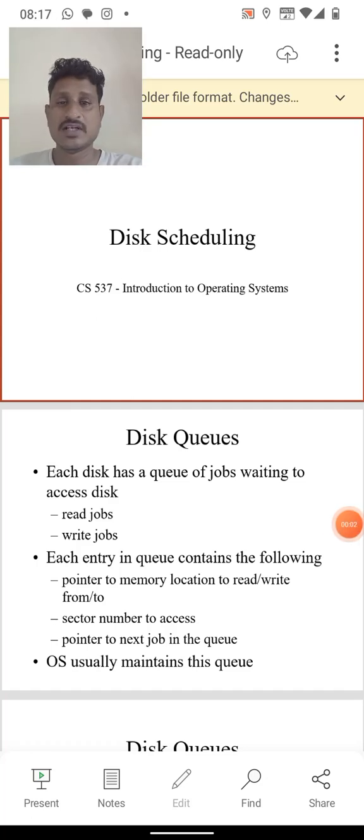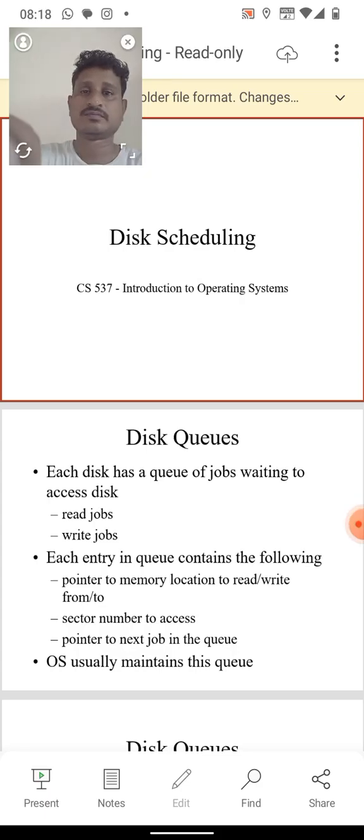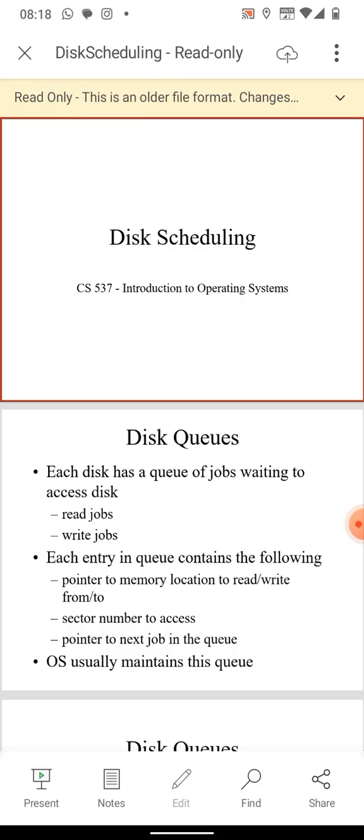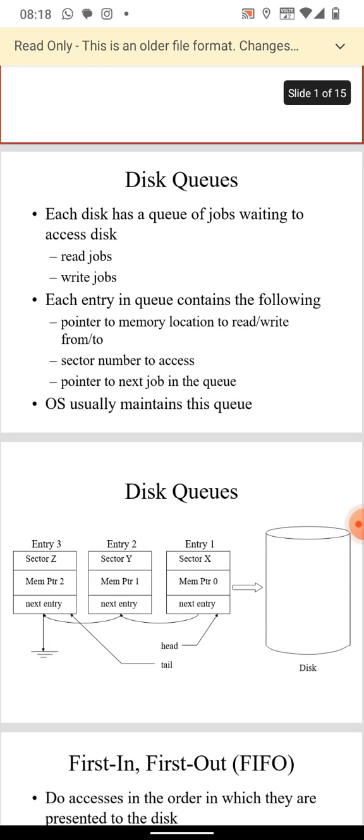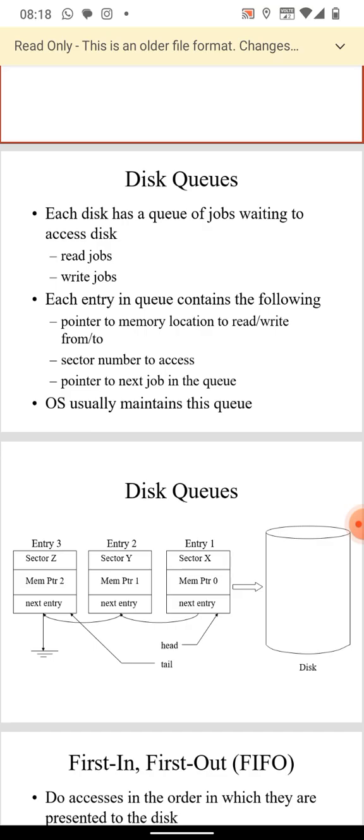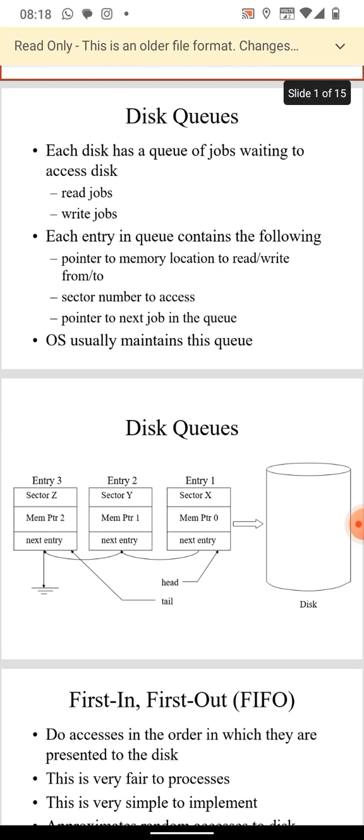In this video, we discuss disk scheduling in an operating system. First, what is meant by disk? That is the important one. Here, each disk has a queue of jobs waiting to access the disk. First one is a read job, second one is a write job. There are two types of jobs available.